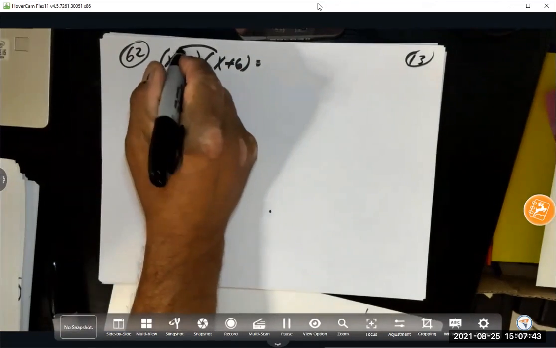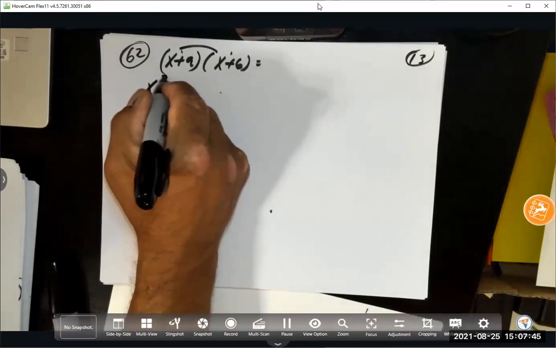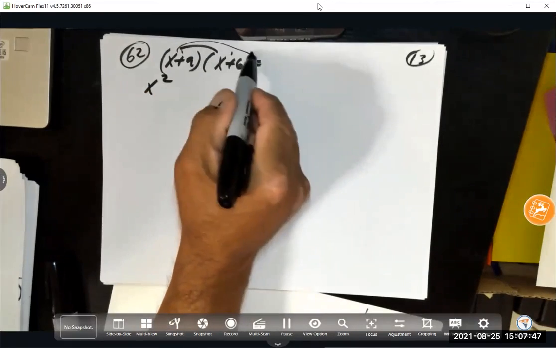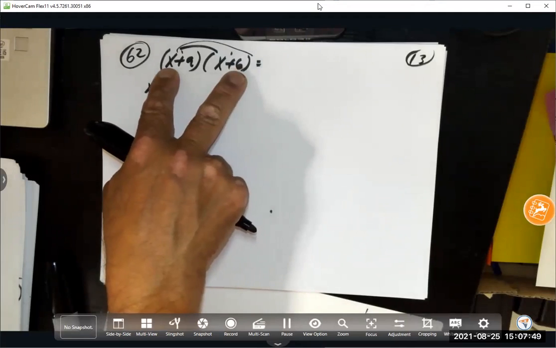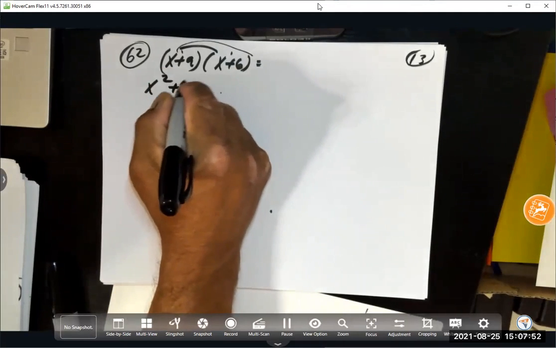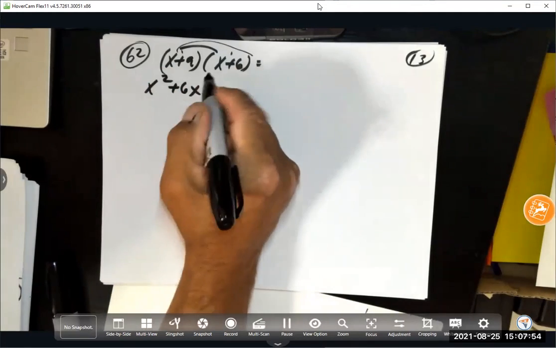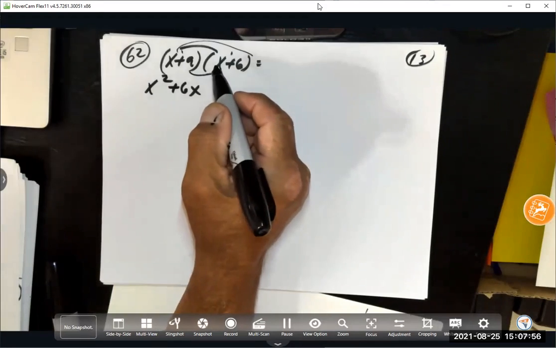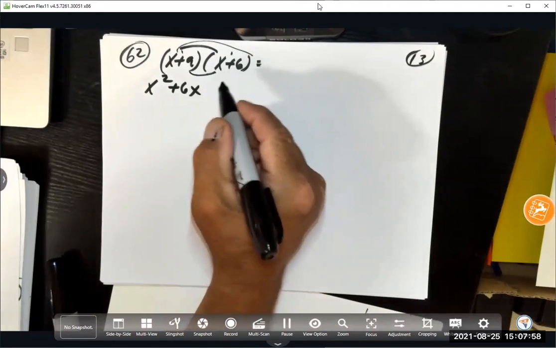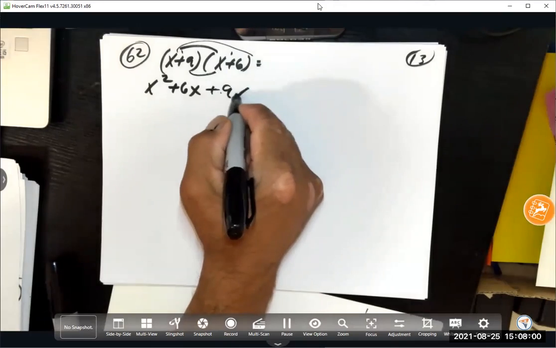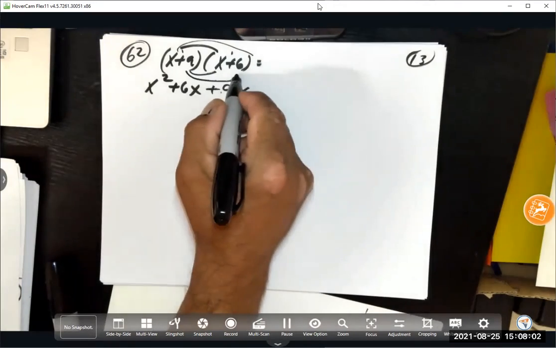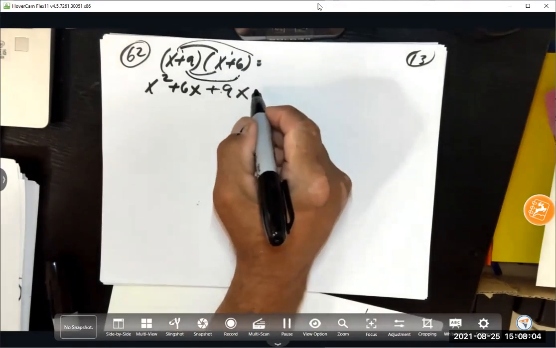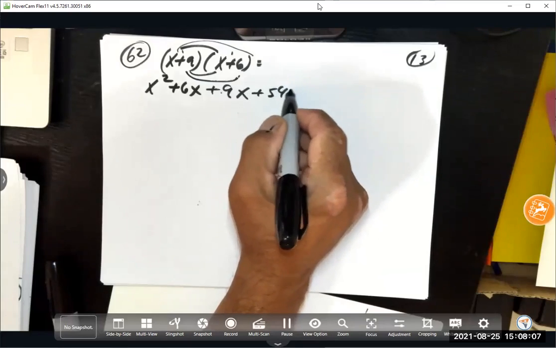FOIL. X squared, right? Because this is a 1, this is a 1, x squared. And x times 6. What about that one? Plus 6x. And what about 9 times x? 9x. And the last one, 9 times 6. Calculator. 54. Yes.